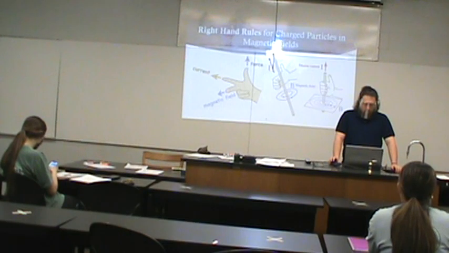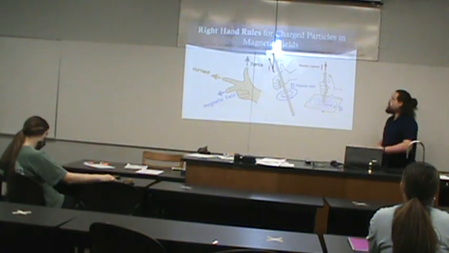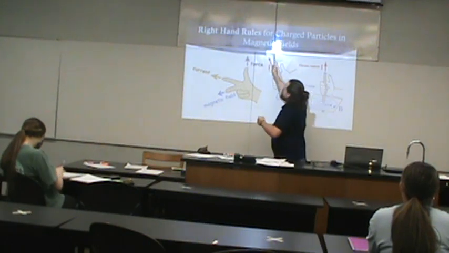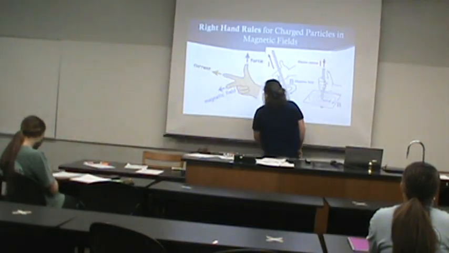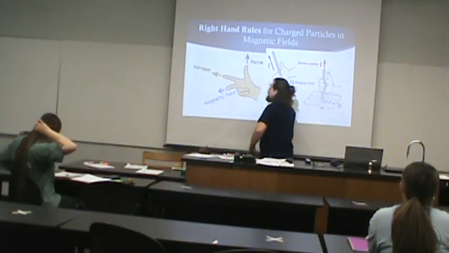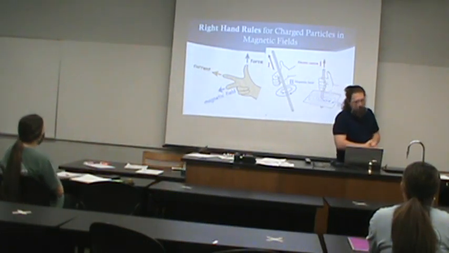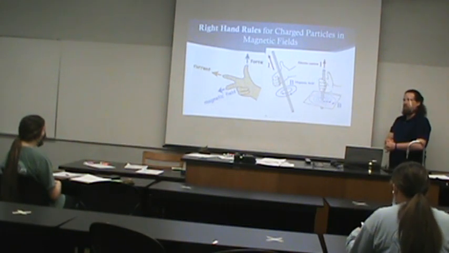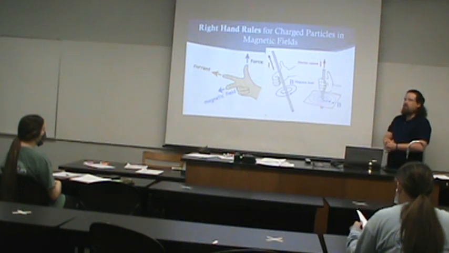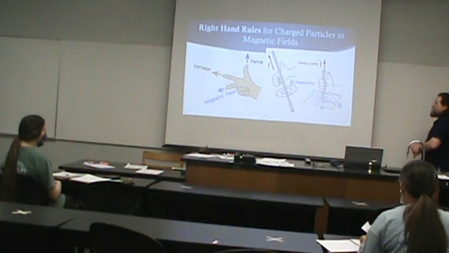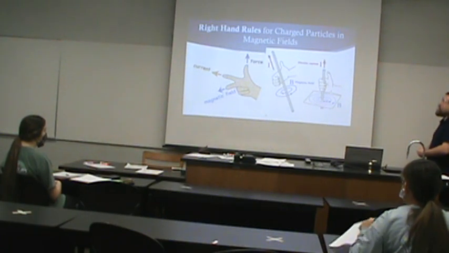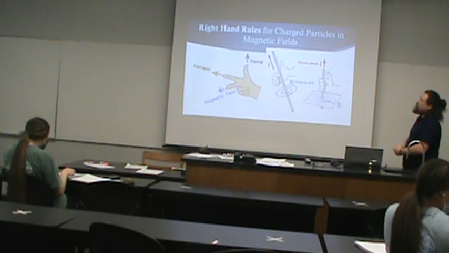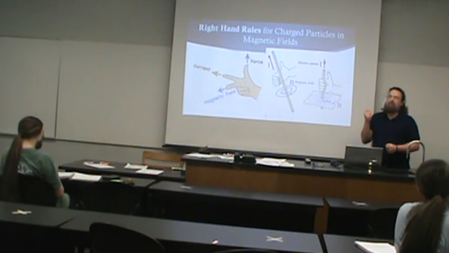So, we've been talking about how magnetic fields interact with charged particles. Additionally, charged particles can create magnetic fields under the right circumstances. The most common of those circumstances is by running electric current through a wire. The wire naturally creates its own small magnetic field.